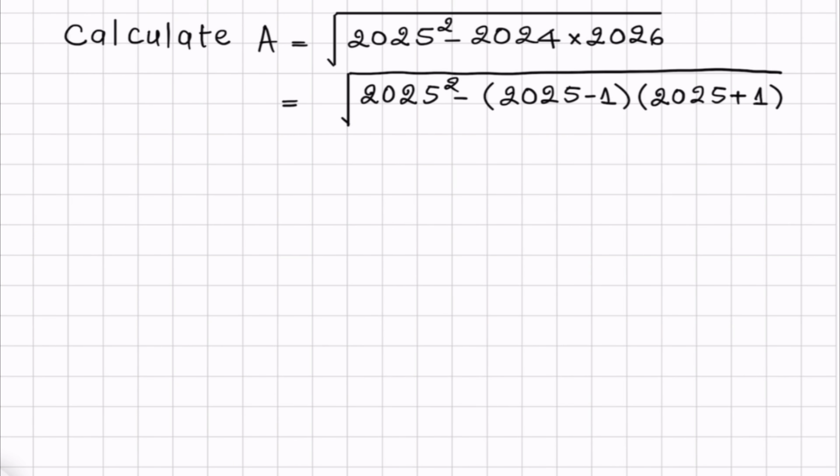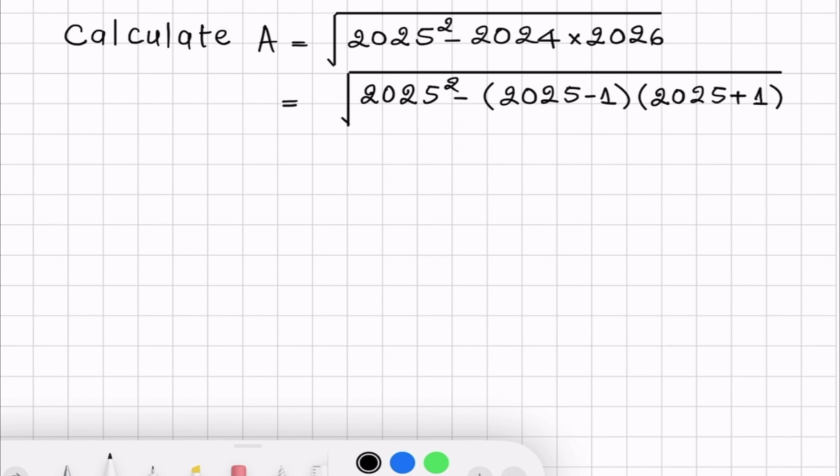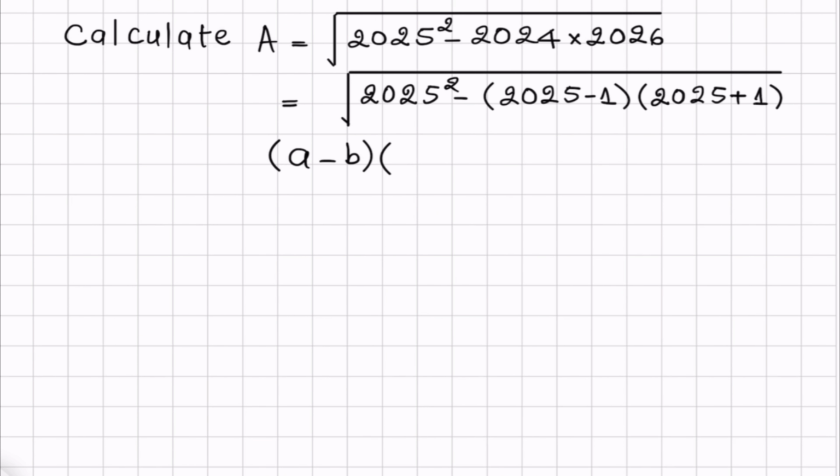Okay, so when we have written this number as two factors like this, it is in the form of a minus b, factor with a plus b, that will be equal to a squared minus b squared. So that is the formula that we need to use.